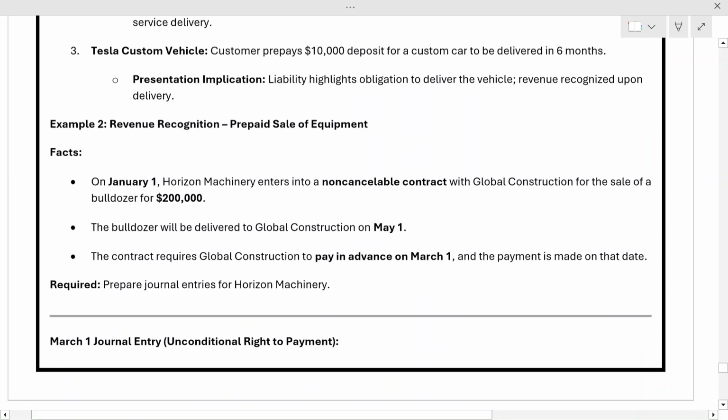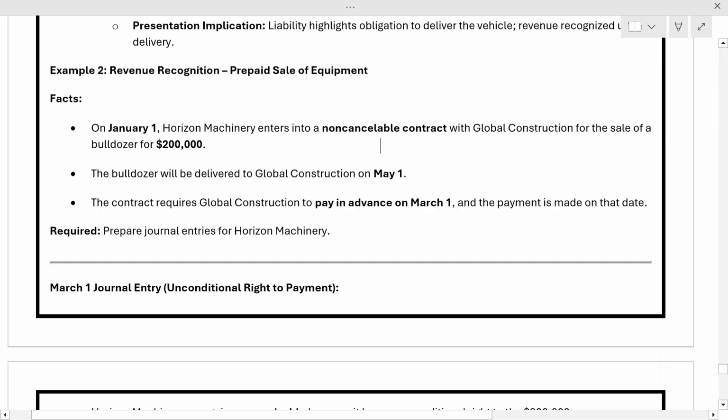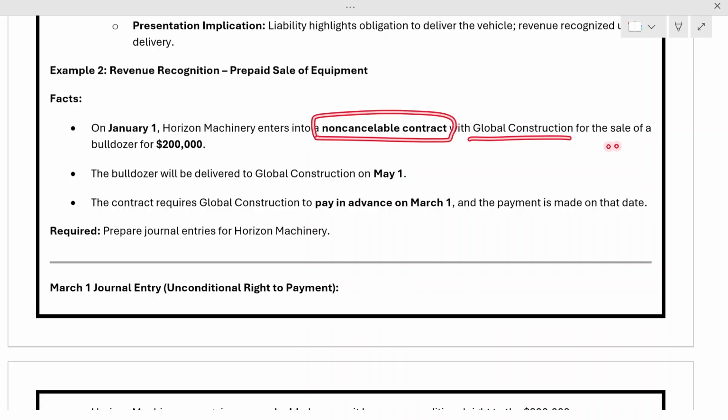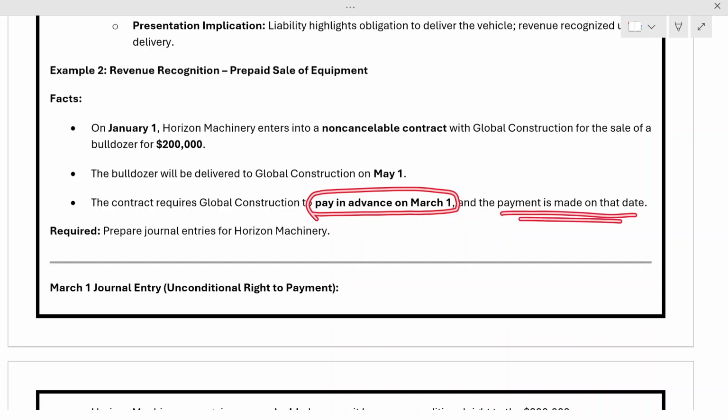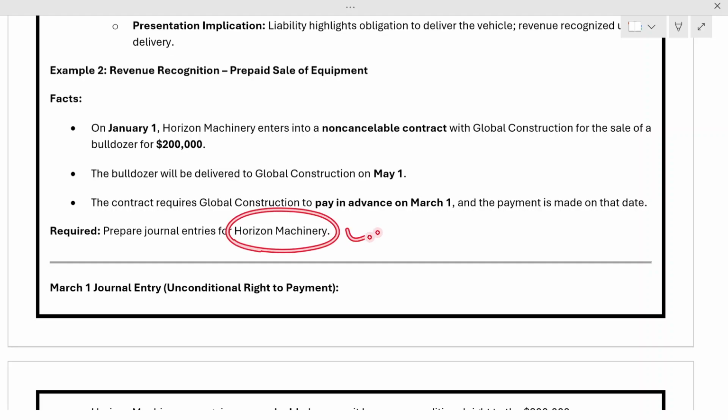Now let's try to see the same thing in terms of accounting entries. So we can say there is a company whose name is Horizon Machinery. They have entered into a non-cancelable contract with Global Construction for the sale of a bulldozer for $200,000. This is a non-cancelable contract, right? Now the bulldozer will be delivered to Global on 1st May, and the contract requires Global to pay in advance on 1st March, and the payment is made on that date. Payment has already been made. Now we need to prepare the books for Horizon company.